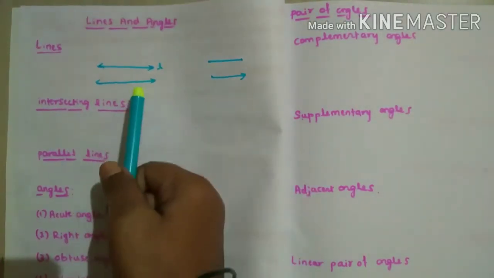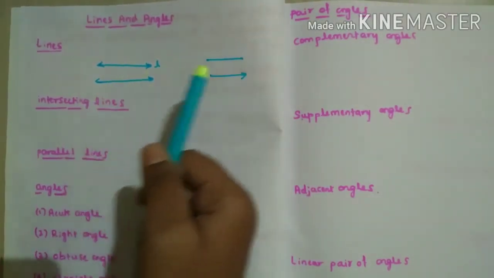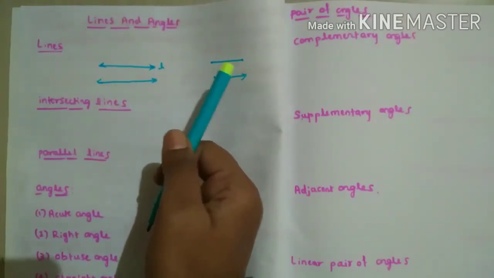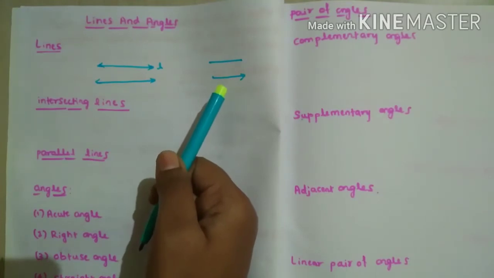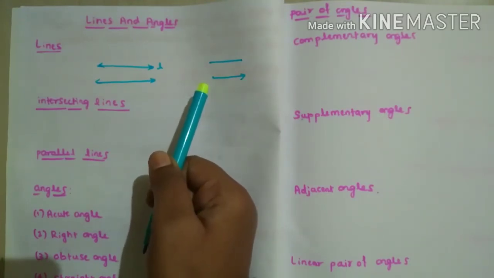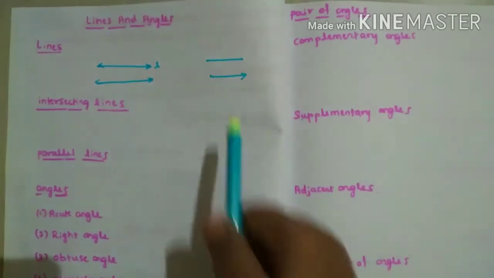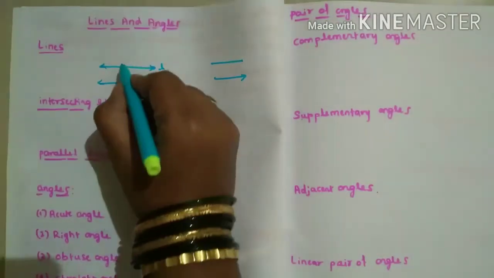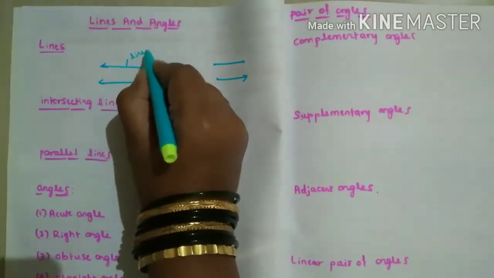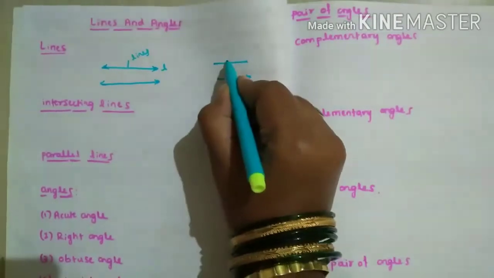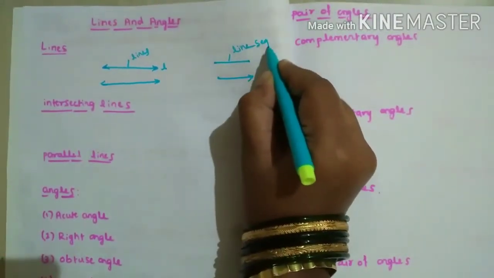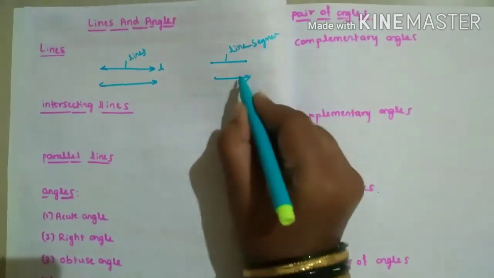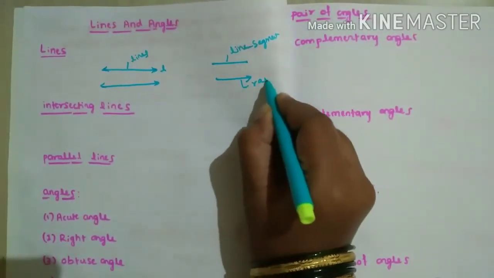Remember that. Line means we can extend both the sides. Line segment, both the sides have end points. We can't extend that. And ray means one side it has an end point, one side we can extend it. This is called a ray. These are called lines. This is a line segment. And this is called a ray.